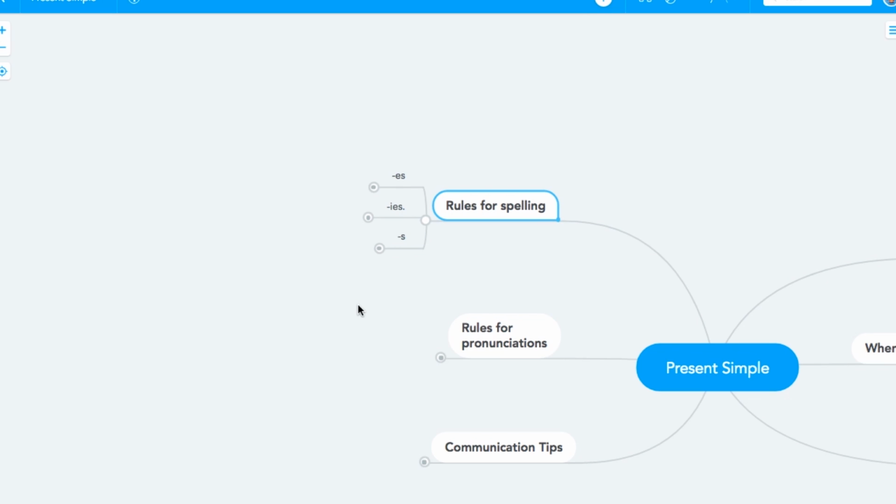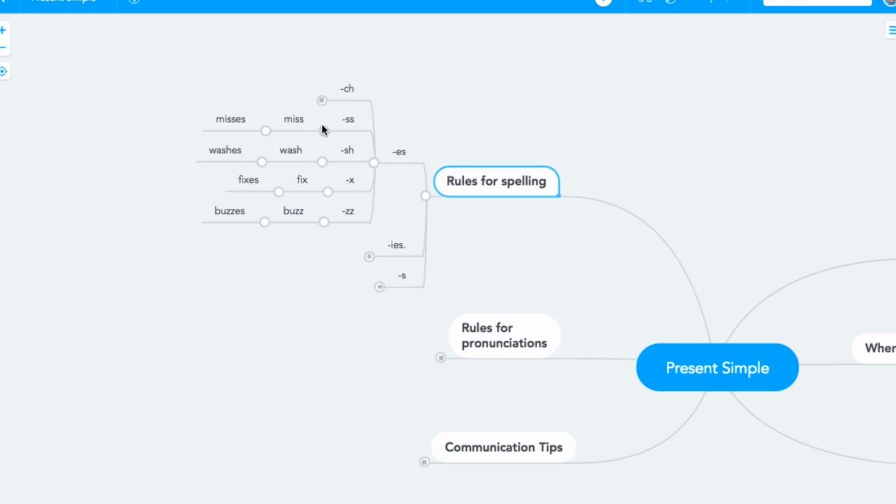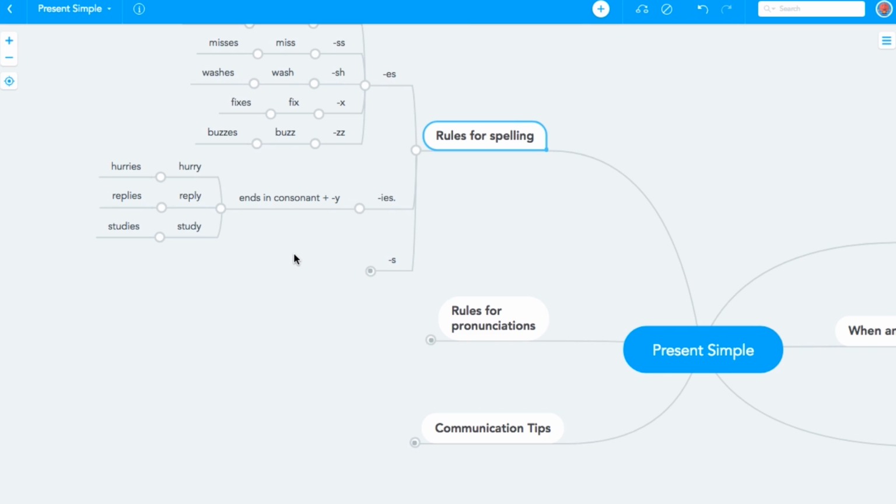So if my verb finishes on ch, s, sh, x, and z, we are going to add the ending es, as in the example: watch, watches; miss, misses; wash, washes; fix, fixes. All right. Buzz, buzzes. All right.